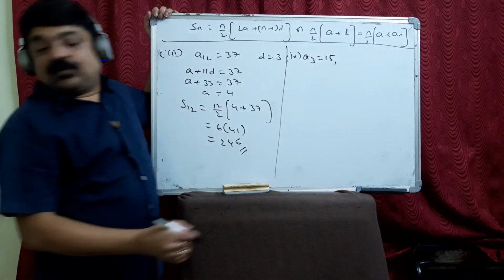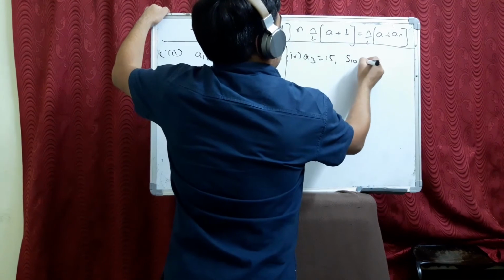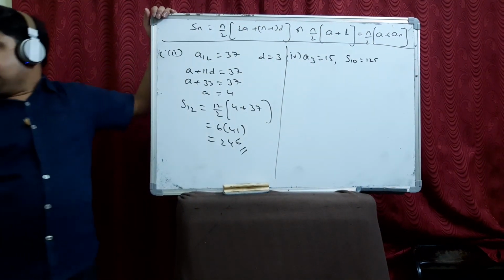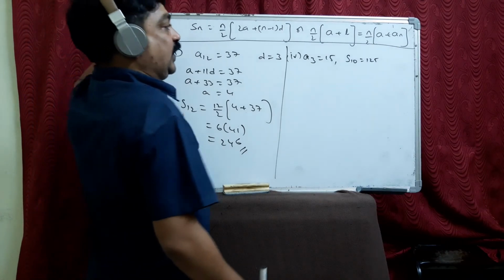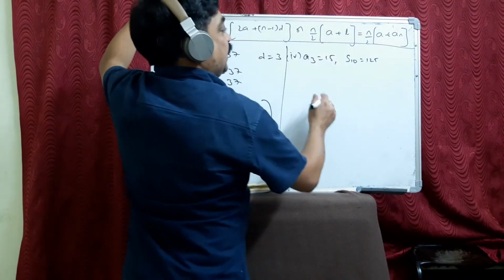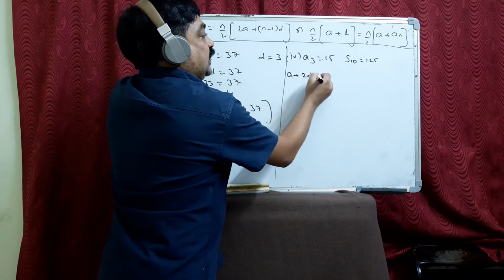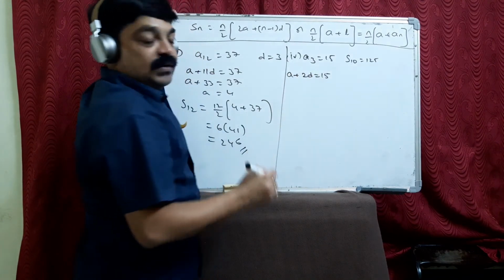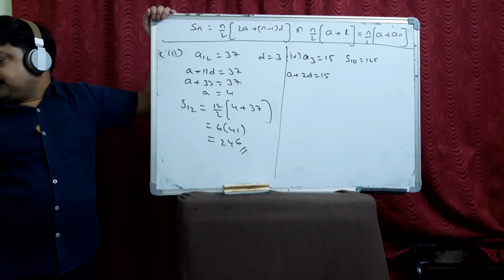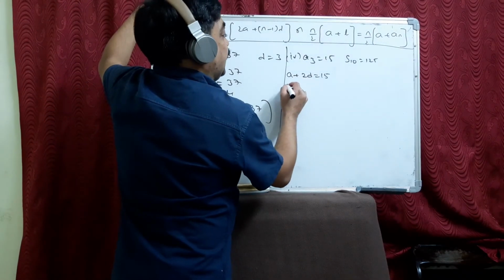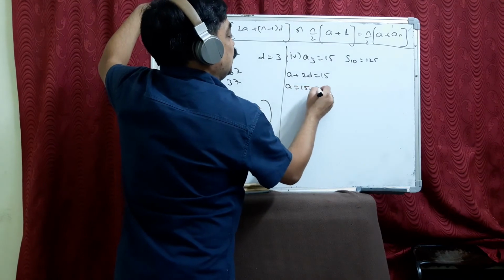In the same way, fourth question, given A3 is 15 and S10 is 125. You are given S10 here and you are asked to find out D and A10. Okay. A3 and S10. From A3 what you can find? A plus 2D is equal to 15. And we are asked to find out D. So you write A value as 15 minus 2D.